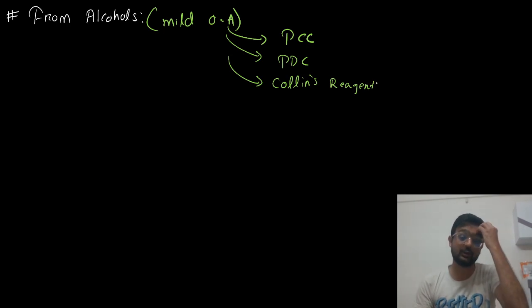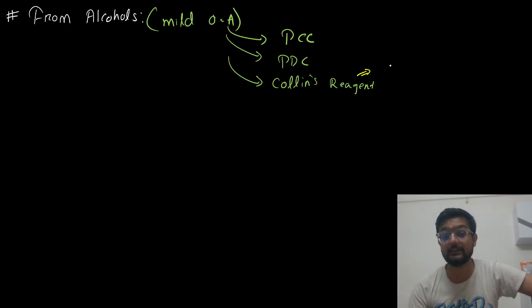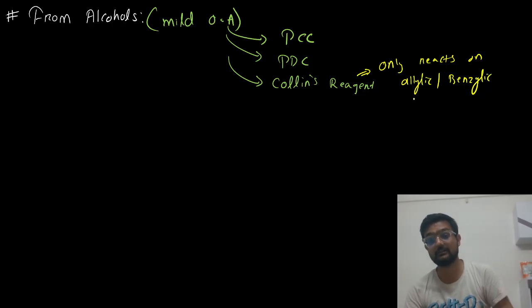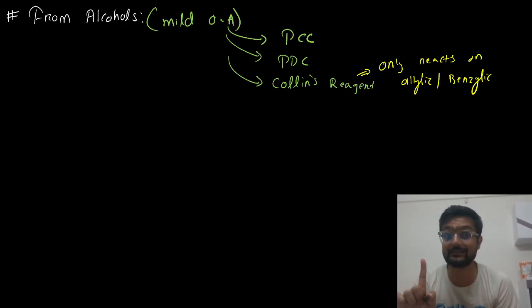And where does Collins reagent act? Remember this, Collins reagent only reacts on the allylic or benzylic position, or the benzylic carbon. Only if you have allylic or benzylic, there Collins reagent will attack. In other cases, no attack. Okay? Remember this point very nicely. Do not get confused, we have seen so many things.